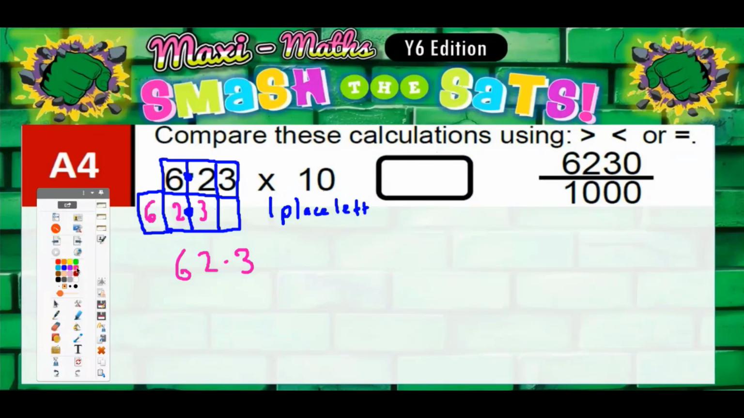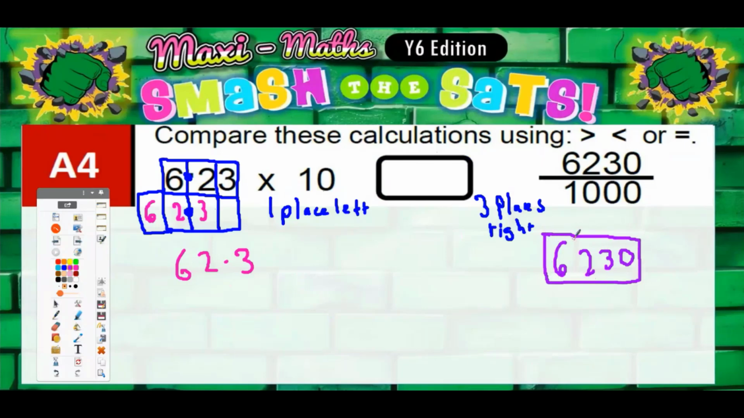If you are dividing by 1,000, you move the digits 3 places, because there are 3 zeros, to the right. So we would need to have 6230. Let's draw some squares around that. You haven't got any squares. If there's an exam paper, you would have some squares. Put your decimal point in and then do a similar thing underneath. But because we're going 3 places to the right, we'll have 3 more squares on the end.